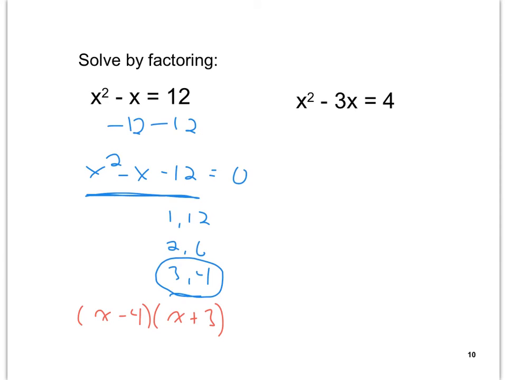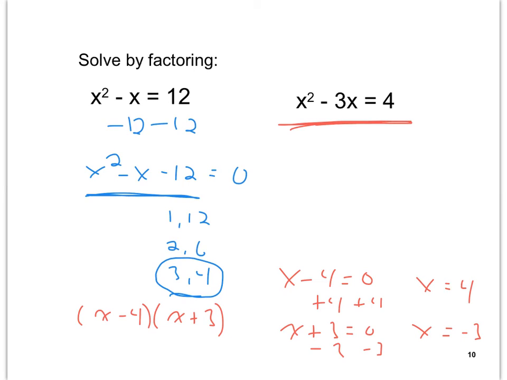Therefore now, x minus 4 equals 0, or x plus 3 equals 0. I add the 4 to both sides. X equals 4, or I subtract 3 from both sides. X equals negative 3. You guys try this last one right here by yourselves, and I'll be right back and go deal with my trick-or-treaters.